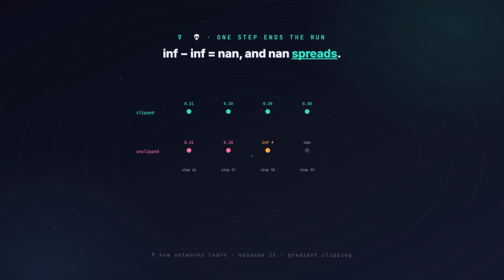There's no recovering. One unclipped step doesn't hurt the run, it ends it. The clipped run, meanwhile, never feels the spike. Its loss is sitting at 0.30 and keeps going. 2 runs, 1 line of difference.